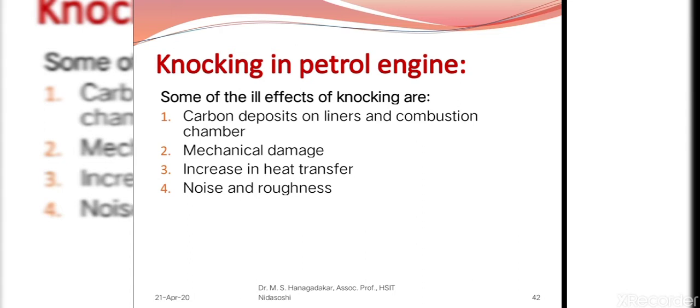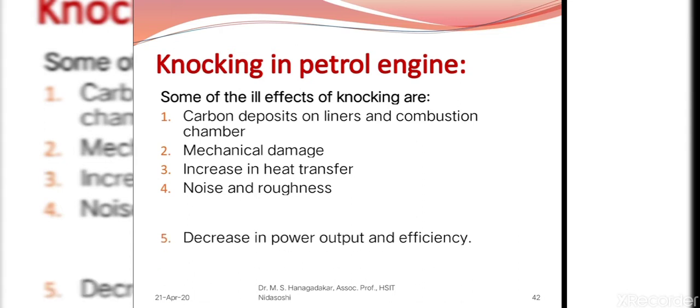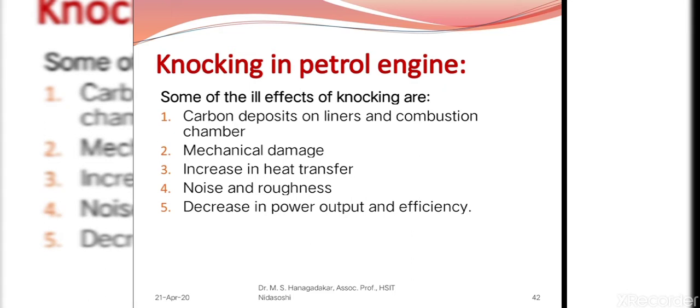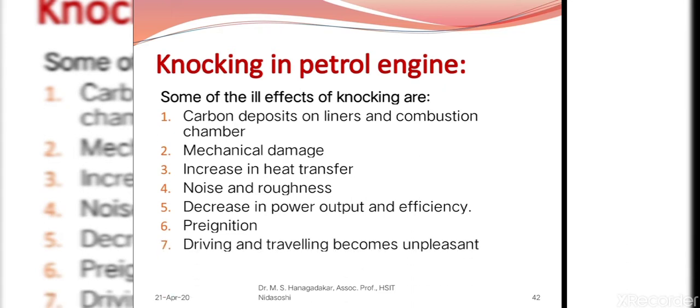There is a production of noise or loud or rough sound from the engine. There is a decrease in the power output and efficiency of the engine. There is a chance of pre-ignition of the fuel and air mixture. Then driving and traveling becomes unpleasant if knocking is observed.